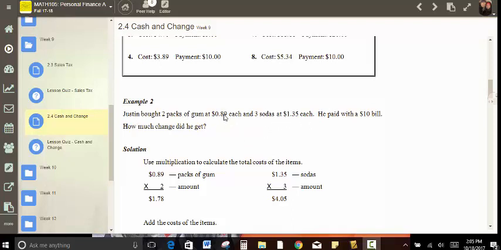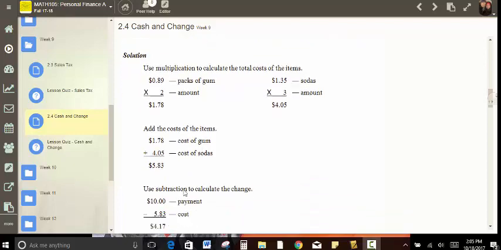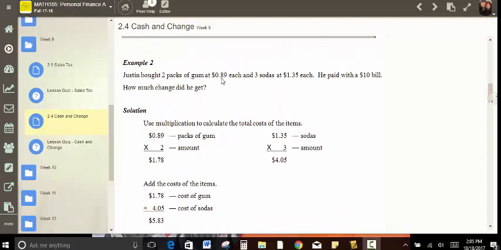So you need to figure out what was the total purchase price first, and then you paid with a $10 bill. So how much change should you get? So you did 2 packs of gum, so you have to multiply that by 2 to get $1.78. 3 sodas equals $4.05. Add those together, there's your total price, then you can subtract it. So these questions just have an extra step, and you need to make sure you're paying close attention to this.